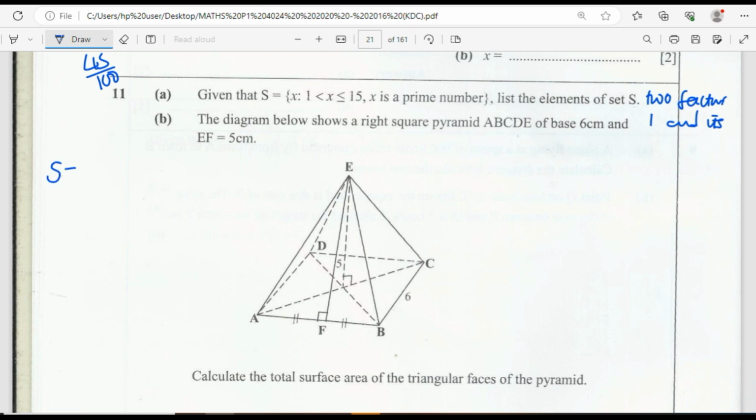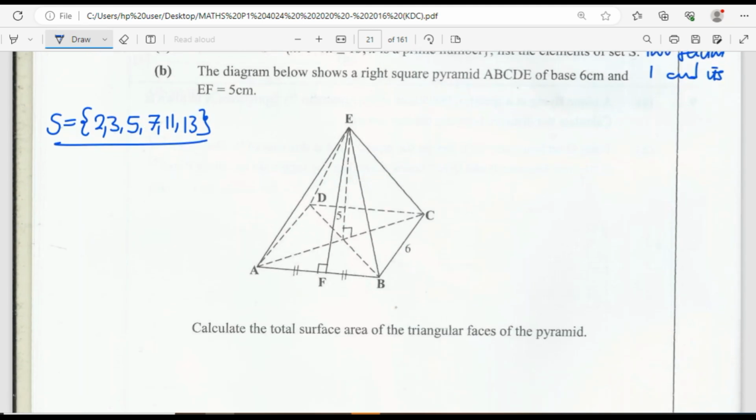So let's write this. 2 is a prime number, and 2 is where we are starting from, because we just need a number greater than 1. So 2, what else? We have 3, 5, 7, 11, 13. So this is our final answer. Because 2 has only 2 and 1, 3 has 3 and 1, 5 and 1, 7 and 1, 11 and 1, 13 and 1. So that is our set here.